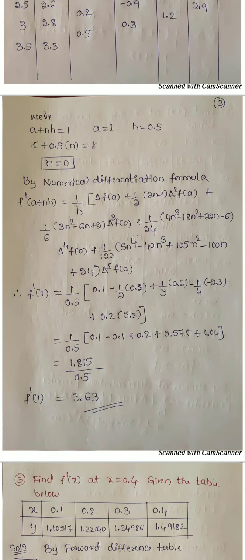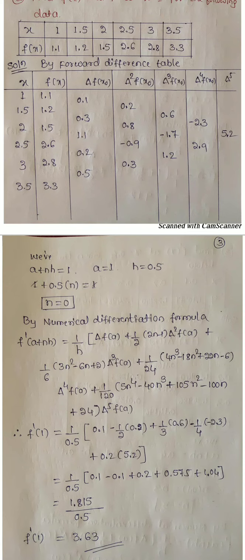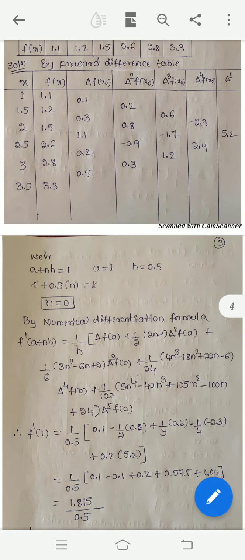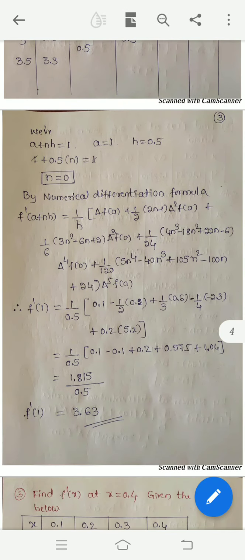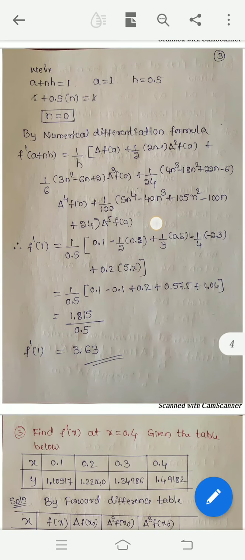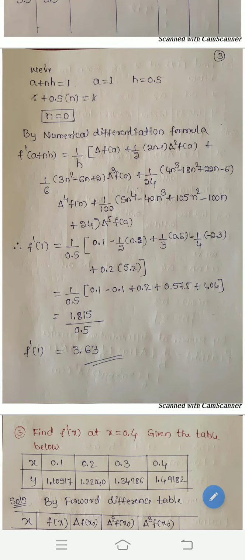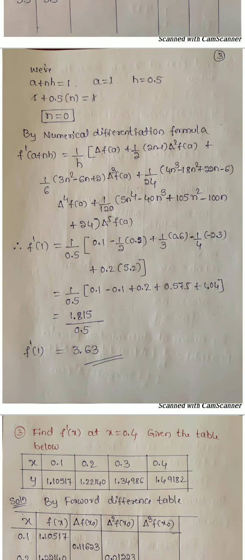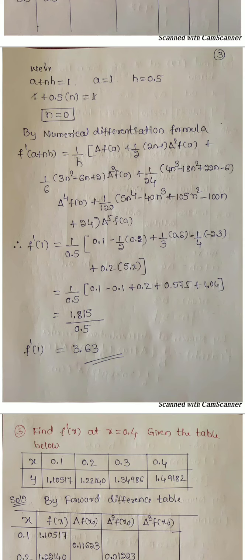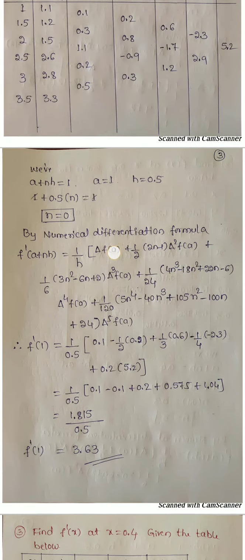We write the formula up to its nth order difference, which we have got in the table, that is delta power 5 is the last value. We have to write down the formula up to that. If we substitute all the values in the above formula, we have f dash of 1, that is a plus nh is equal to 1 here, therefore f dash of 1 is equal to, here h is equal to 0.5, 1 divided by 0.5 into delta f of a.